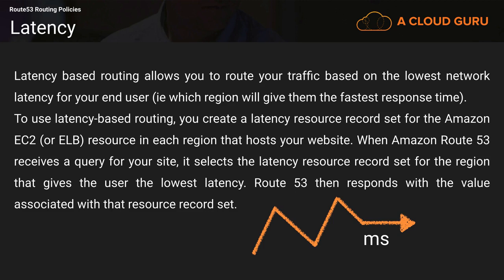Now, to use latency-based routing, you create a latency resource record set for either your EC2 instance or your ELB resource in each region that hosts your website. And when Amazon Route 53 receives a query for your site, it's going to select the latency resource record set for the region that gives the user the lowest latency. Route 53 then responds with the value associated with that resource record set.